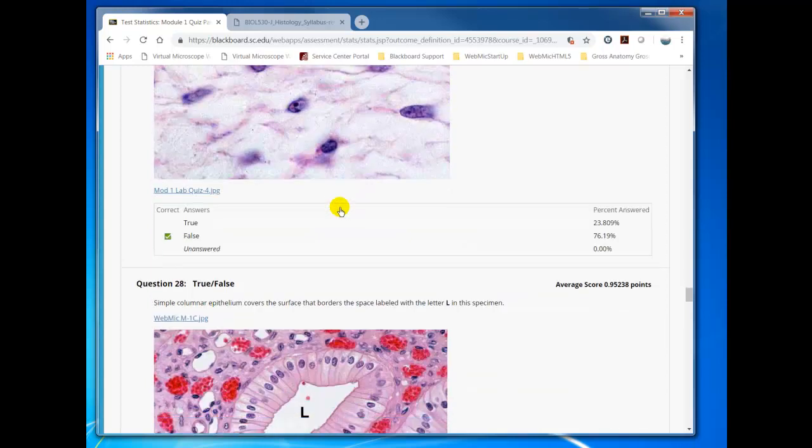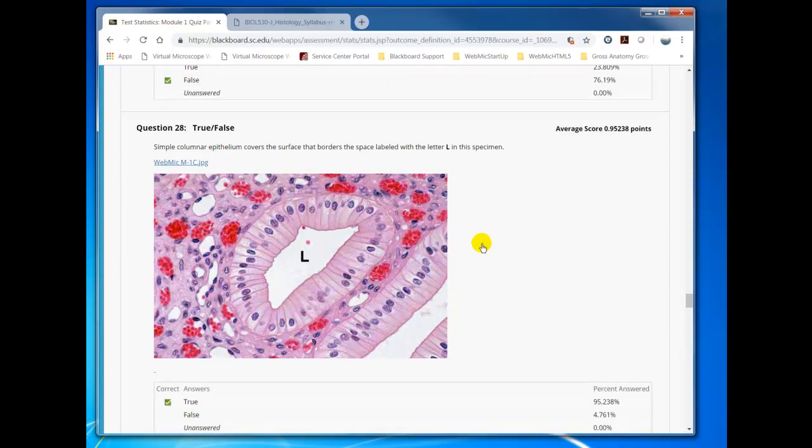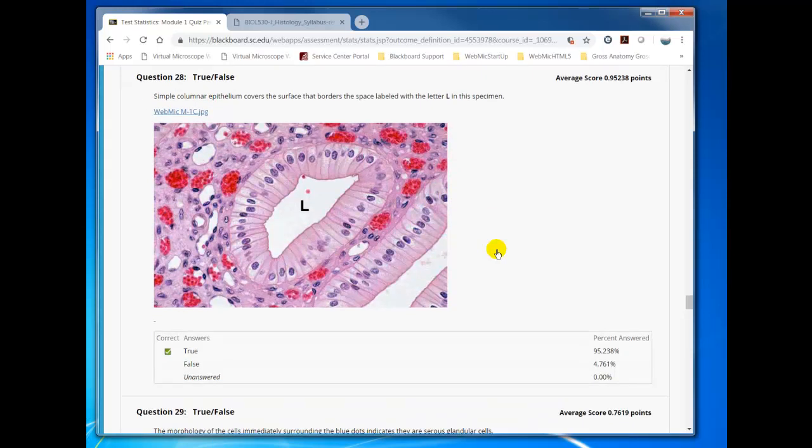Okay? Here's the next one. Simple columnar epithelium covers a surface that borders the space labeled with the letter L. Okay. Here you see these cells. You see the nuclei. You can see them all pretty much at the same level. And the cells are longer than they are wide.